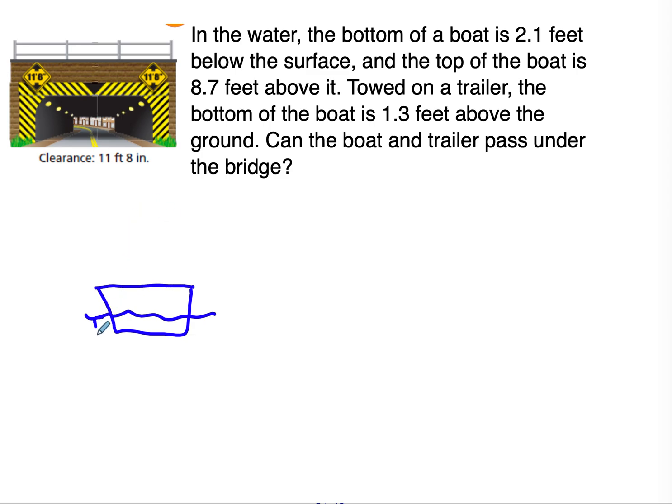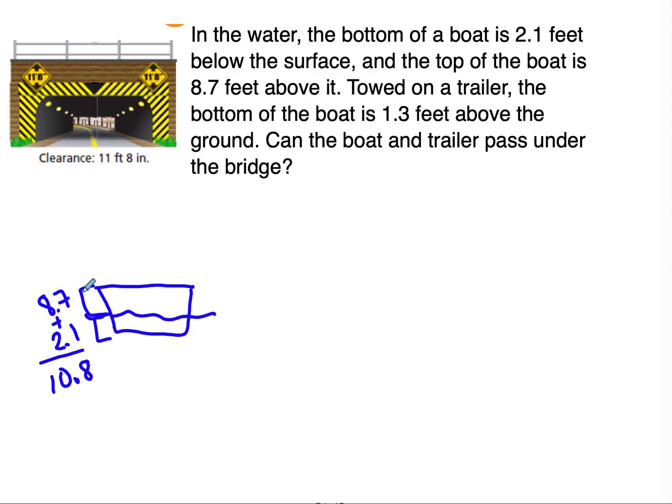Okay, they're telling us that this part is 2 1/10 feet. They're telling us that this part is 8 7/10 feet. So I've got to put those two parts together to figure out how tall the boat is. So let's see, 8 and 7/10 plus 2 and 1/10, 7 plus 1 is 8. 8 plus 2 is 10. I've got to make sure that I'm bringing my decimal down.